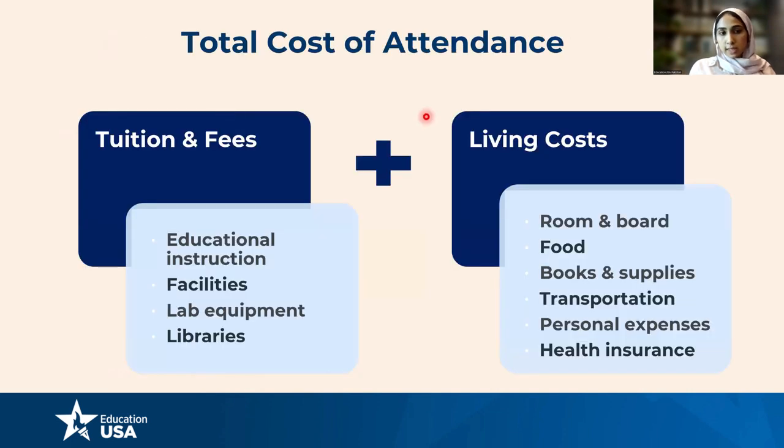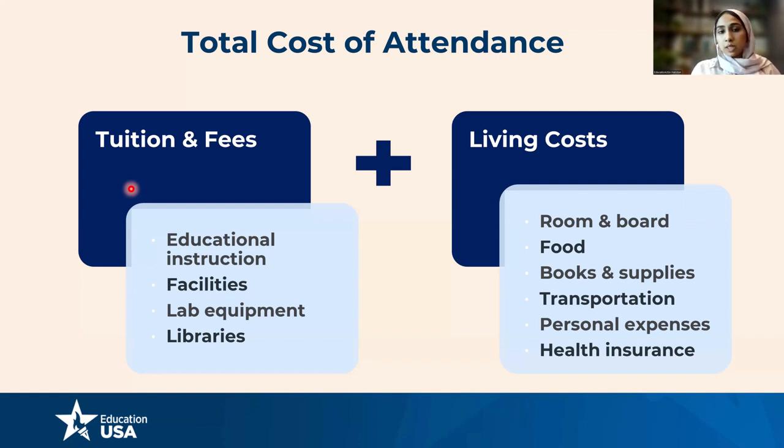So the total cost of attendance that we're going to be looking at is not just your tuition fees. Yes, your tuition fees comprise educational instruction, facilities, lab equipment, and libraries. However, you should also keep in mind that living costs take up a big chunk of your money. Living costs include your room and board costs. For freshmen going into college, a lot of universities make it compulsory to live on campus. So even if you want to maybe live off campus later on, within freshman year, you will have to live on campus, and living on campus is often more expensive than off-campus housing. So keep that in mind.